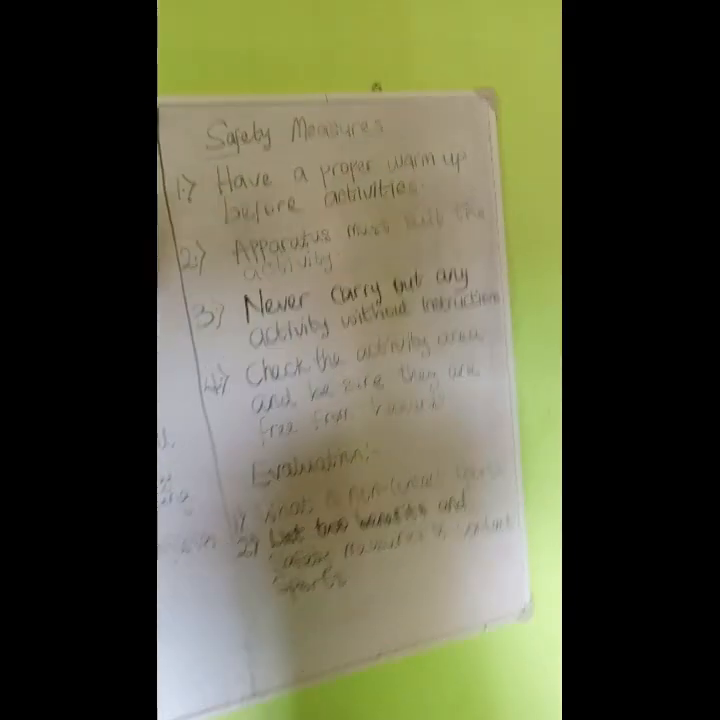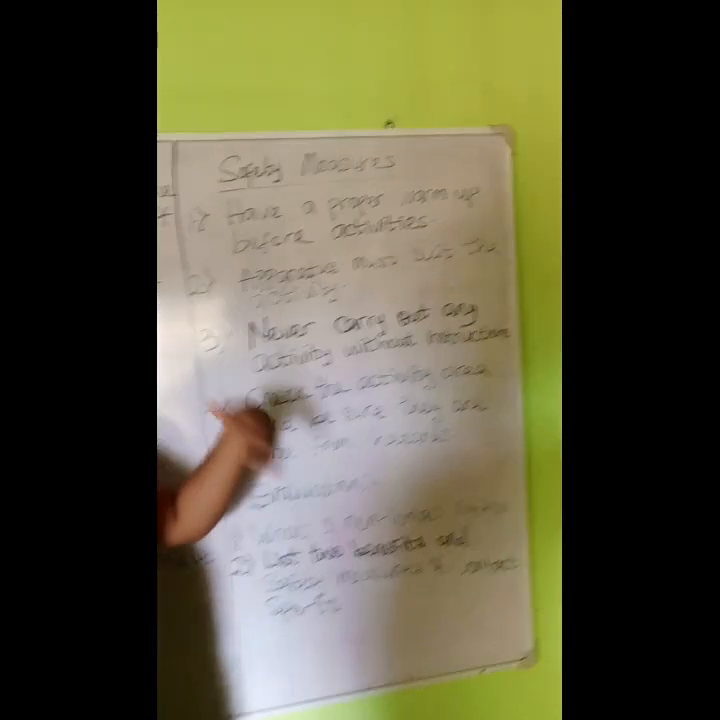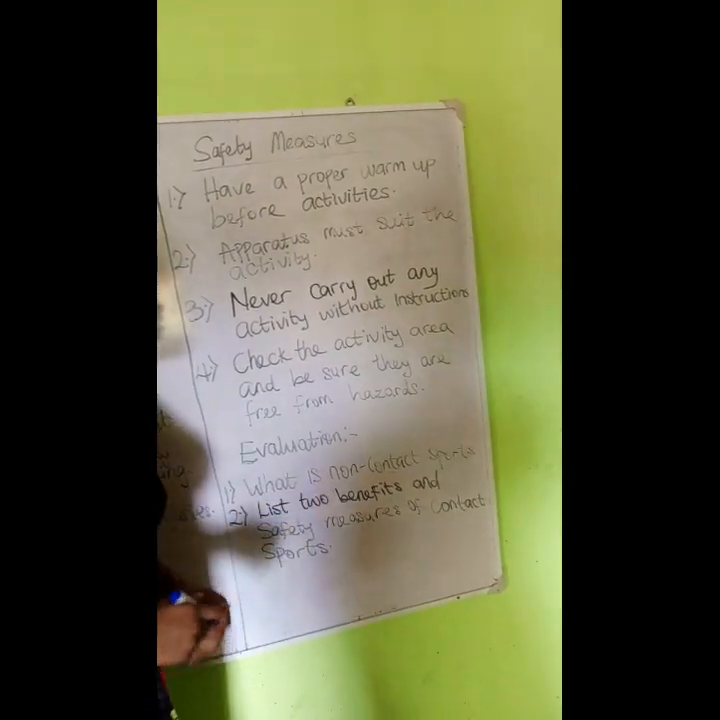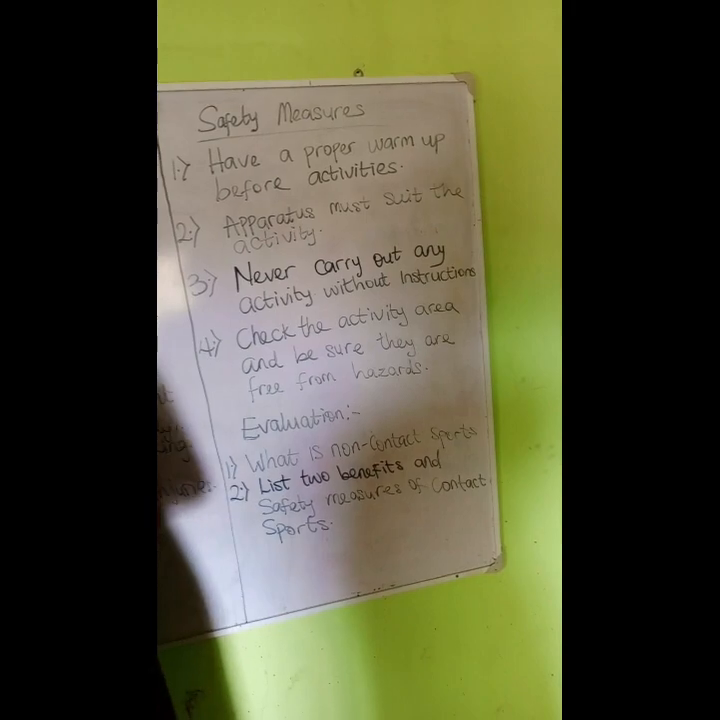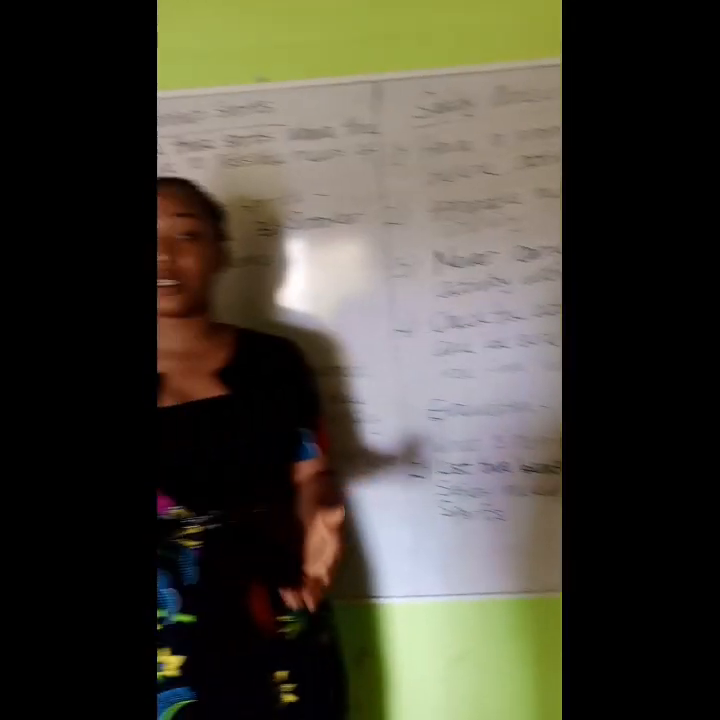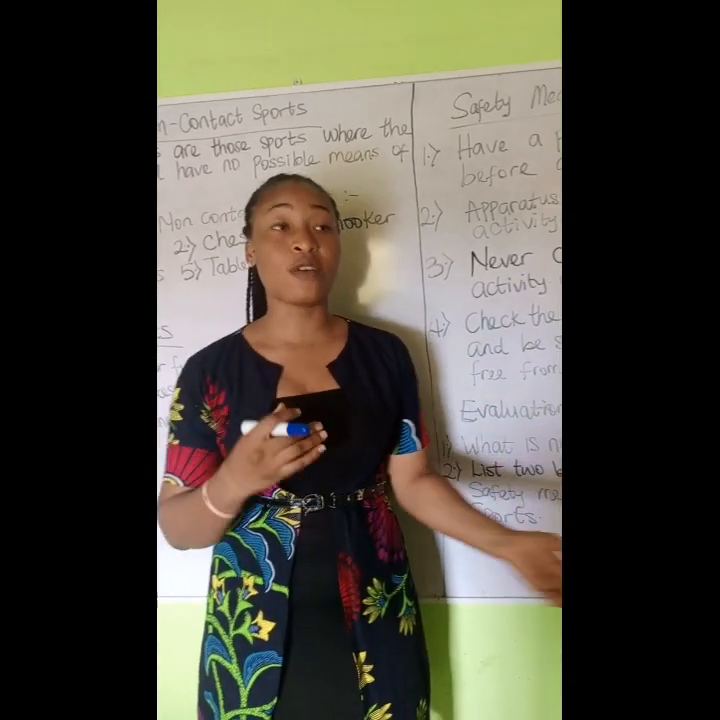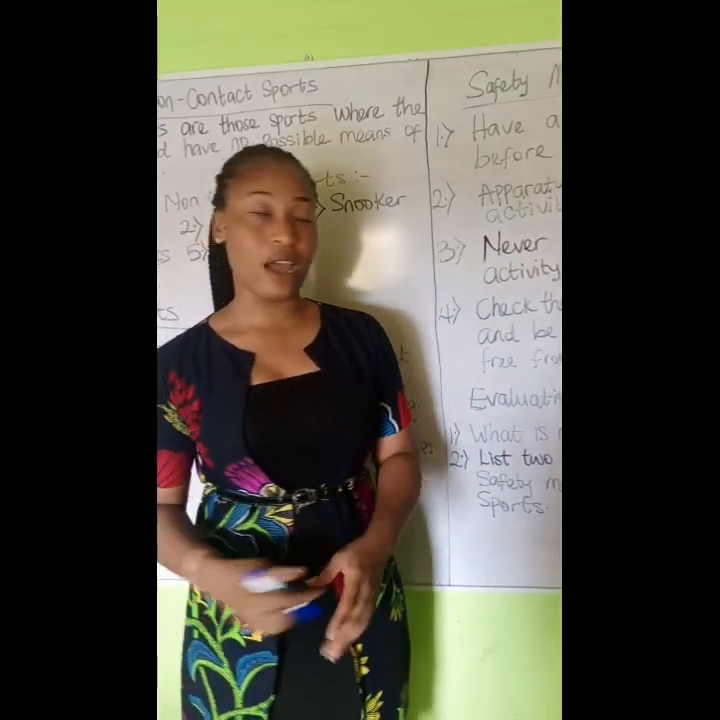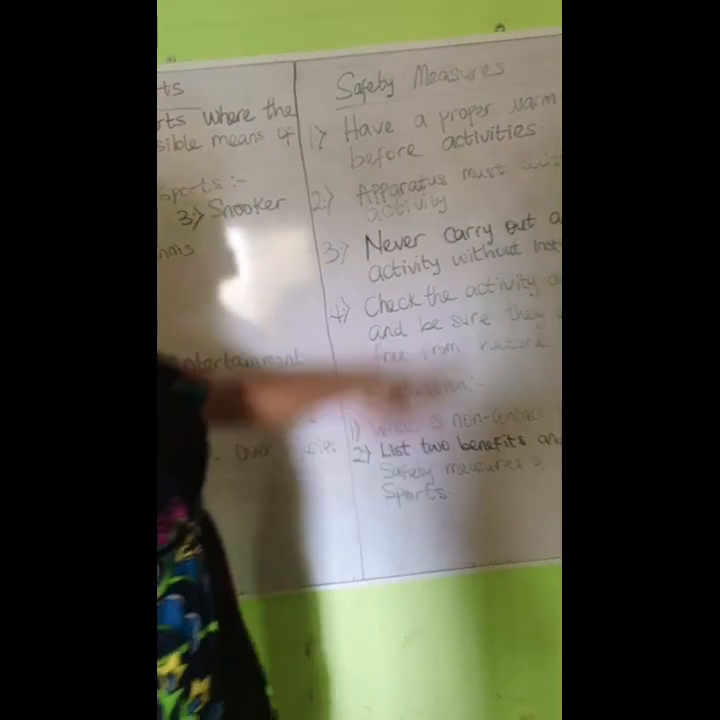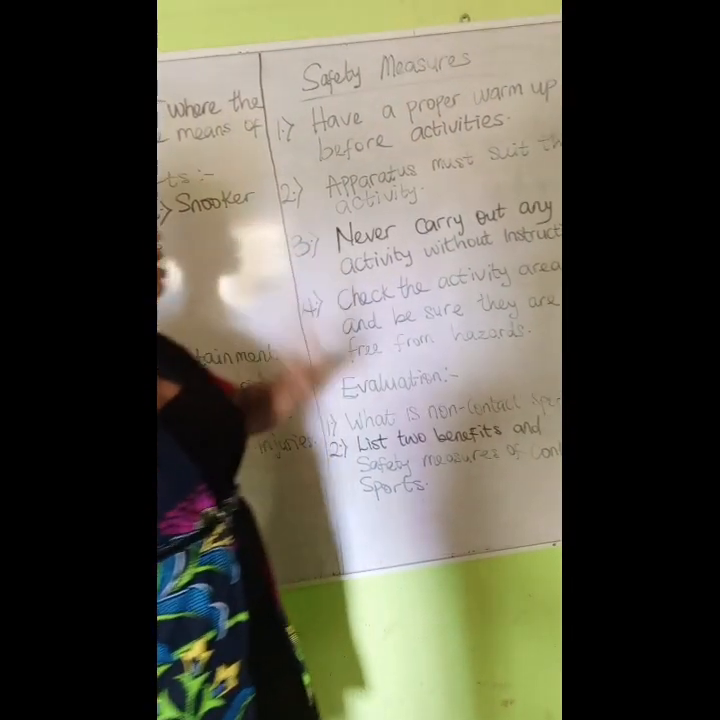Now let's look at the safety measures in non-contact sports. I want you to know that for every sport activity, there are different safety measures to be carried out to avoid injuries and to avoid doing the wrong thing at the right time. Alright, let's look at the first safety measure. It says have a proper warm-up before activities.